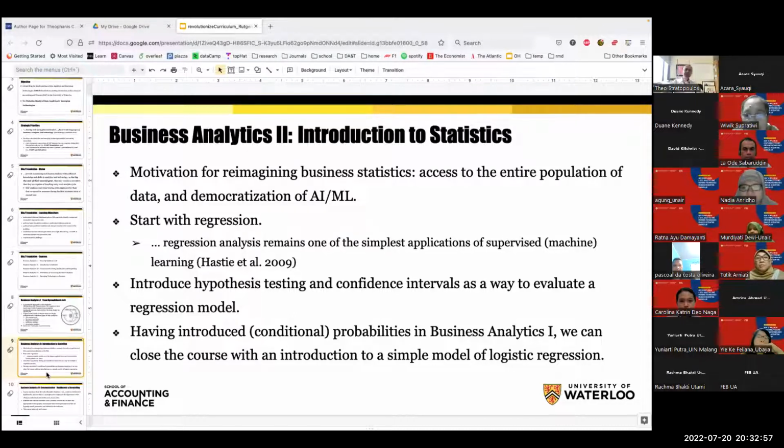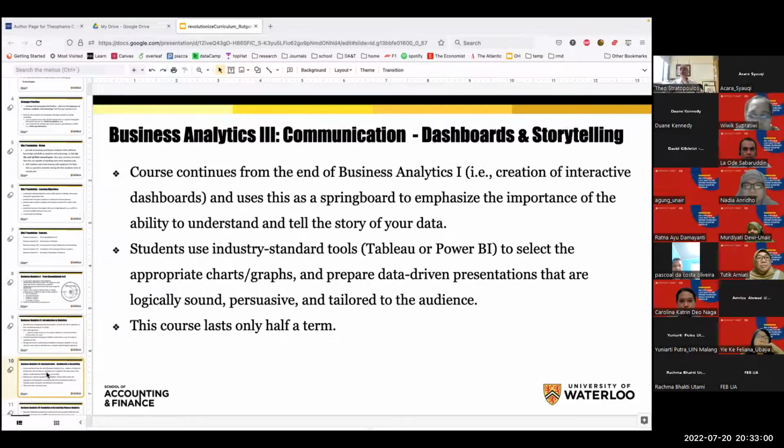All right? The third course that they have to take is the one about communication, dashboards, and storytelling. This is a course that they take in the fall of the second year. This is only 6 weeks, half term. And if you remember, the first course that they took in the fall of the first year ended with the creation of a dashboard. It was a dashboard that was created using Excel. Now we bring them back and we ask them to create a dashboard using either Tableau or Power BI.